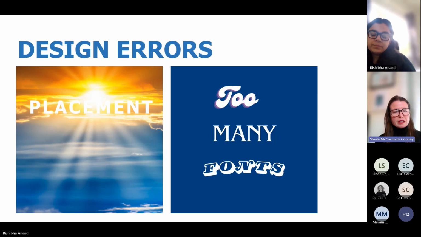Okay, so if you have a message, so if we're looking at this one on the left here, what's wrong with that? Like if you have a message and you want it to stand out, what would be wrong with that? Can I even read that word? I don't see much coming up. So placement, the text is too light and it's on a light background. Yeah, it's not clear. Exactly.